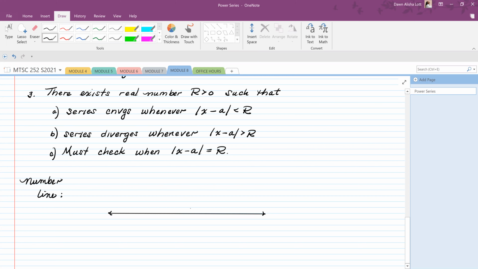So right here is x equal to a. The first case is that it only converges at a, and it diverges everywhere else. So that was case one.